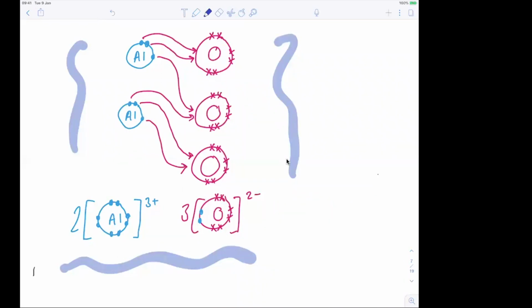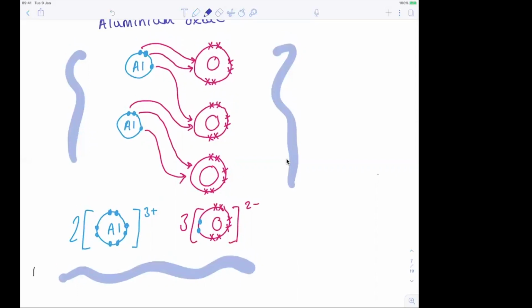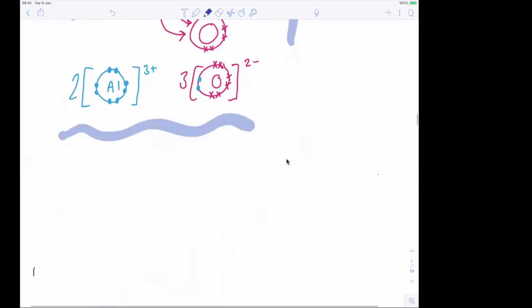This is actually for me the most difficult example, Jennifer. So I would have another look at the previous example and make sure you're happy with that one. But for now, we're going to move on to covalent bonding.